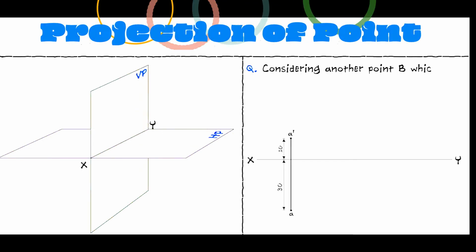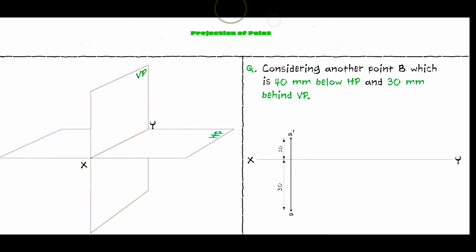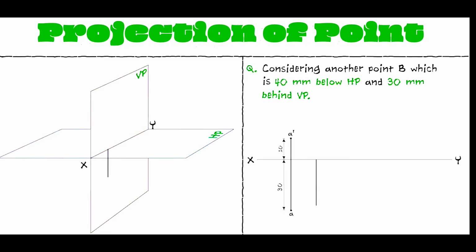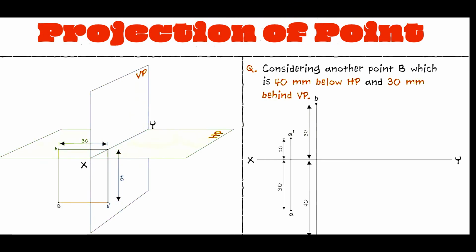Considering another point B which is 40 mm below HP and 30 mm behind VP, similarly, understanding the term below for HP and behind for VP, draw a line 40 mm below HP and 30 mm behind VP. Now project these points perpendicular to the plane, and the intersection of the projectors gives the location of point B in space. This is the basic representation of the given question.